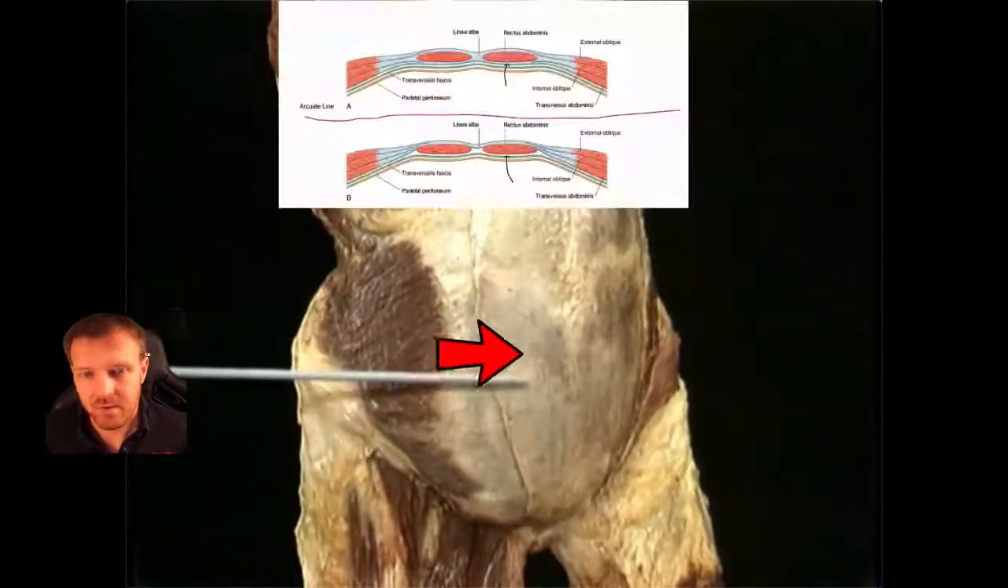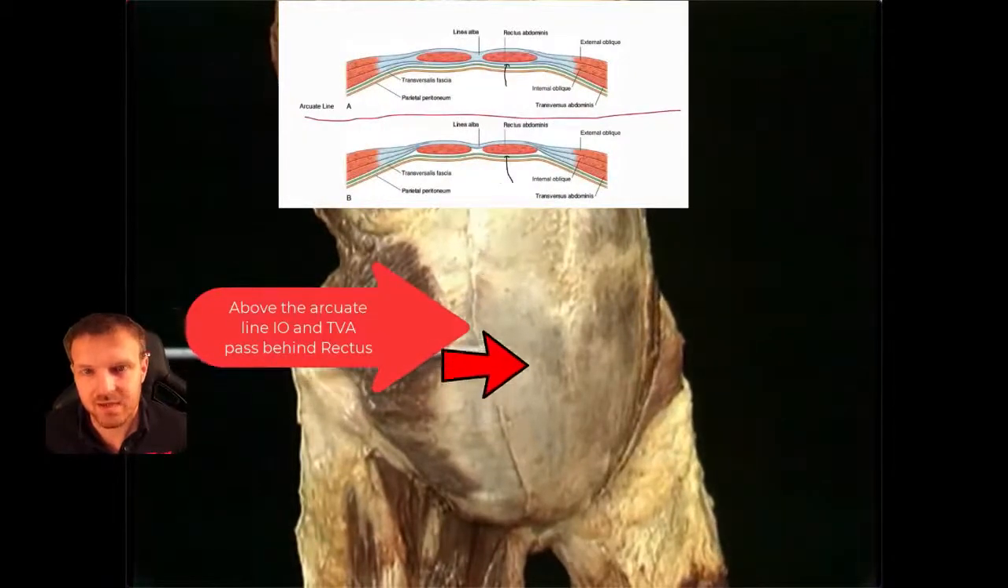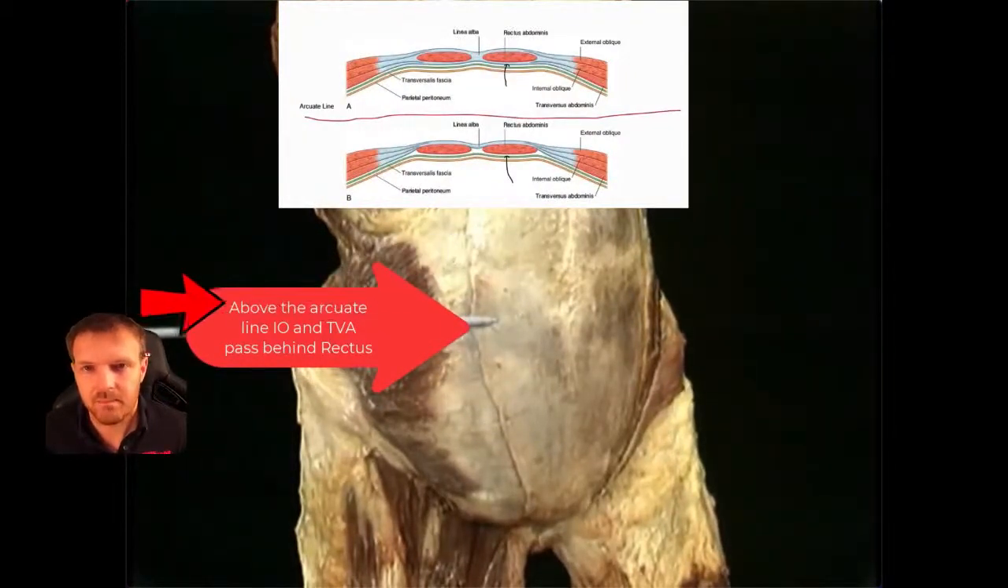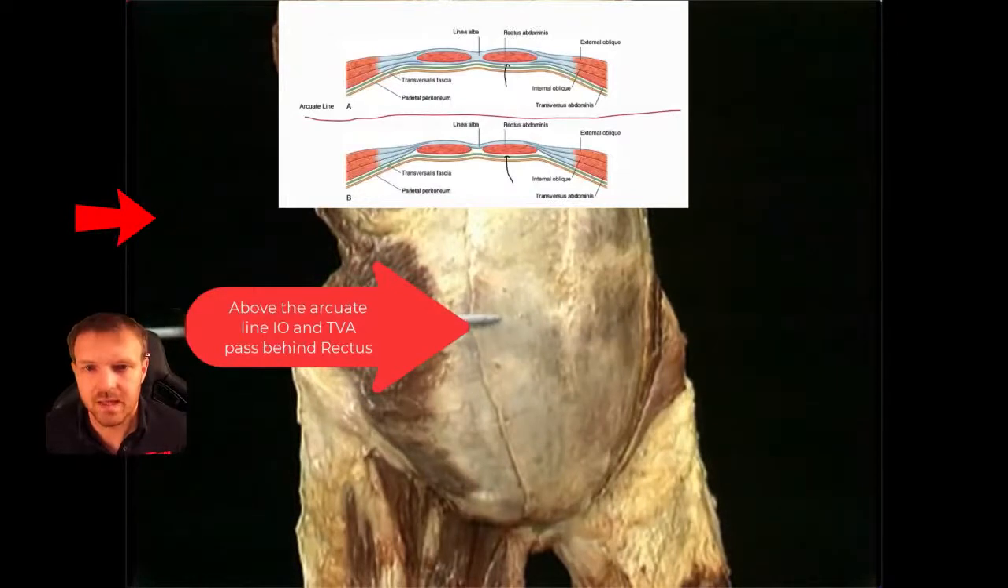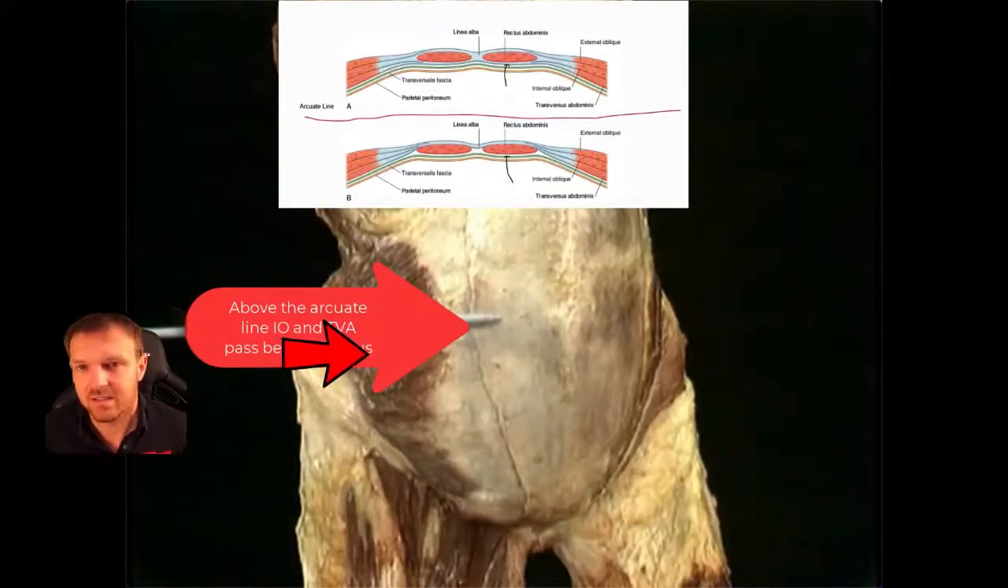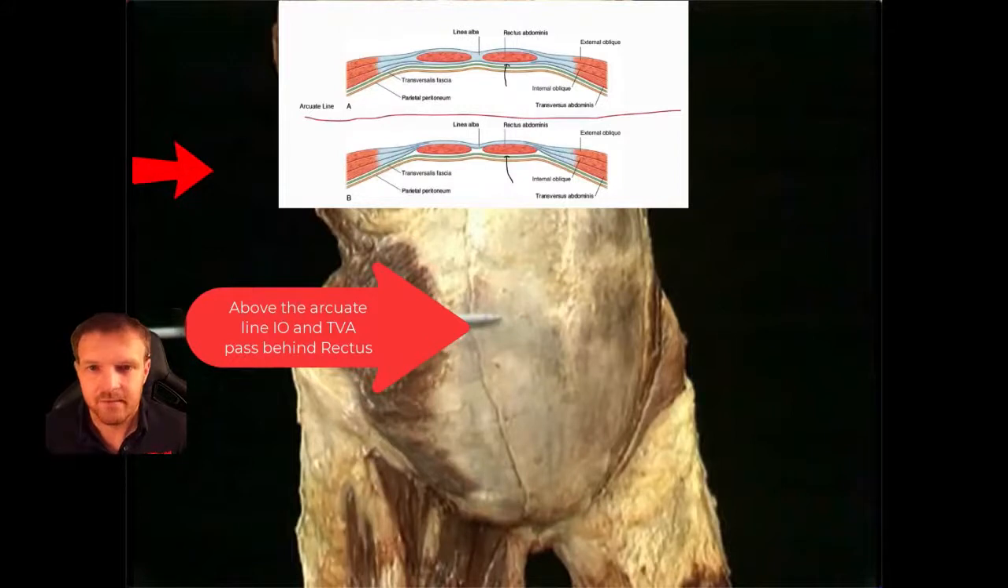So your six-pack muscles are under there. That's your anterior sheath. So above the arcuate line, just pause that there, the internal oblique and the transverse abdominis pass behind rectus abdominis. Okay, so around that region there. Just press play again, there we go.